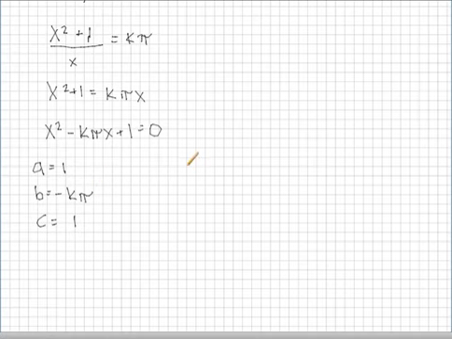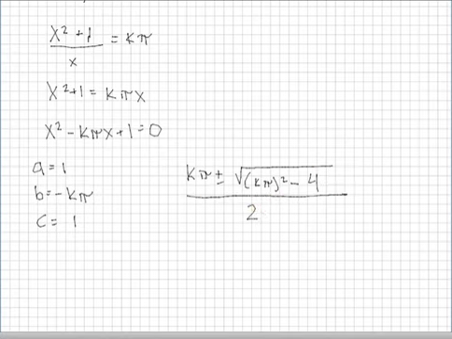So quadratic formula, negative b plus or minus the square root of b squared. So we'll end up with k pi squared over here, minus 4 times a times c. So we'll get 4 over here, all over 2a. So your solutions will all be in this form.